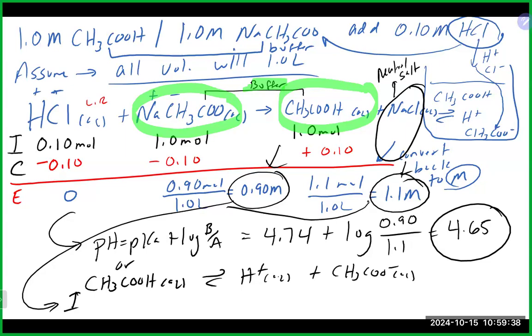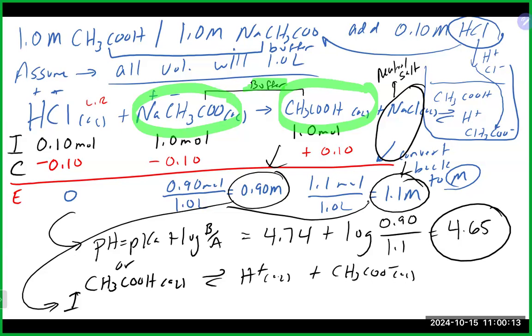So did our buffer work pretty good or not? We started with a pH of 4.74, right? And we added some HCl to it, and it dropped down to 4.65, not a huge change, but it did change in the correct direction, right? Since we added acid, we would expect the pH to go down a little, and it did. So if you did this calculation and you ended up with a pH above 4.74, you're moving in the wrong direction because you added acid, and not base, to it. Any questions on that there?